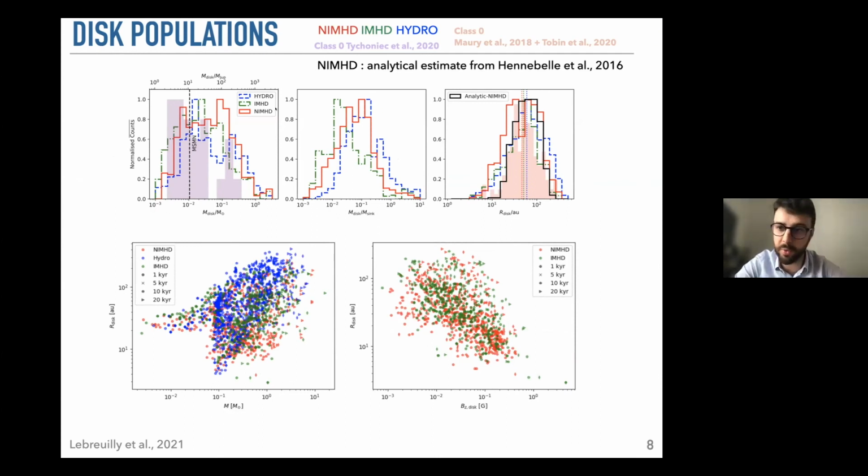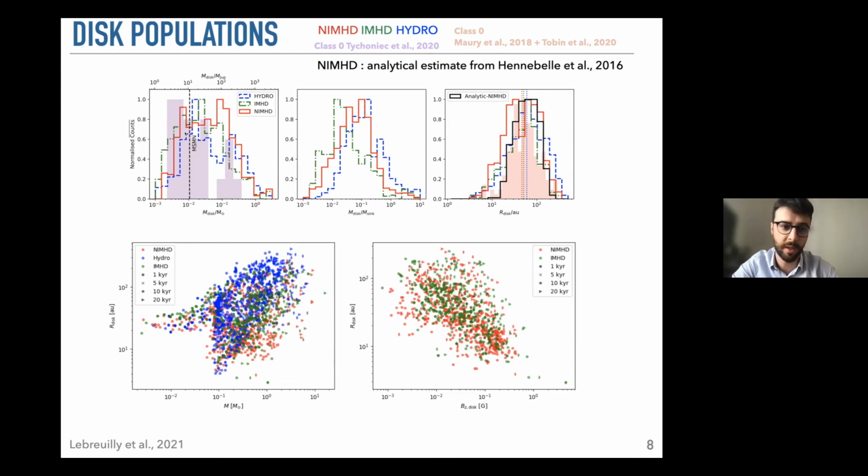On the top, you have distribution functions of 3 different quantities. On the left, you have the disk mass. In the middle, you have the ratio between the disk mass and the stellar mass. And on the right, you have the disk radius. The tricolor red, green, and blue are the 3 models that I presented before. We also have some analytical estimate for the non-ideal MHD in black in the radius, and the plain histograms are the observations.